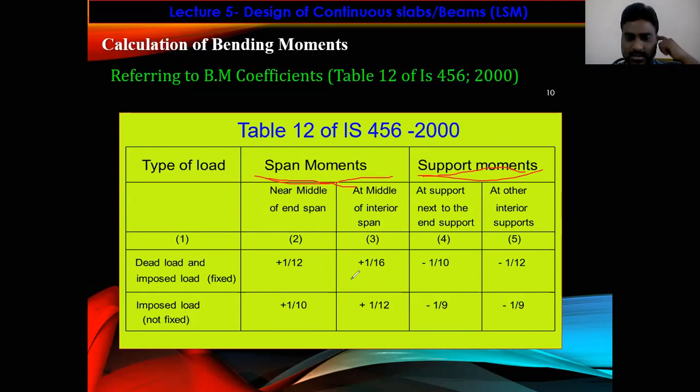From the coefficients, I can easily identify where I will get the maximum value. Here the coefficients are 1/12, 1/10, 1/16, and 1/12. Obviously these coefficients are higher than this one, so you will get the maximum span moment near the middle of the end span. Therefore, I will use these coefficients to calculate the maximum span moments, right? Similarly, the maximum support moment will occur next to the end support. So I will get the maximum bending moment at the support next to the end support.